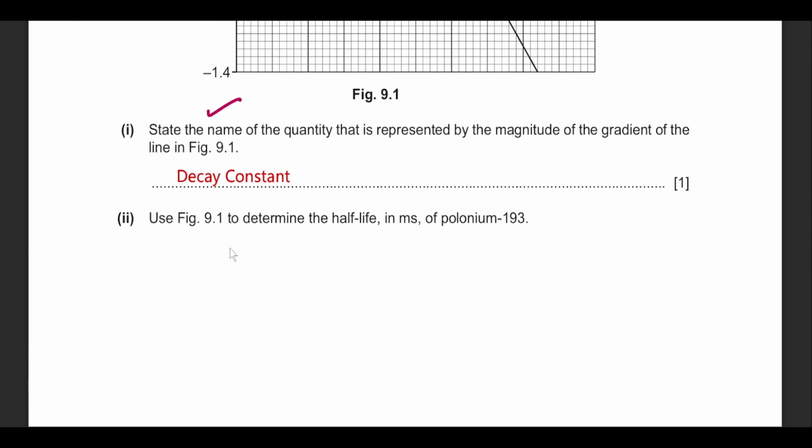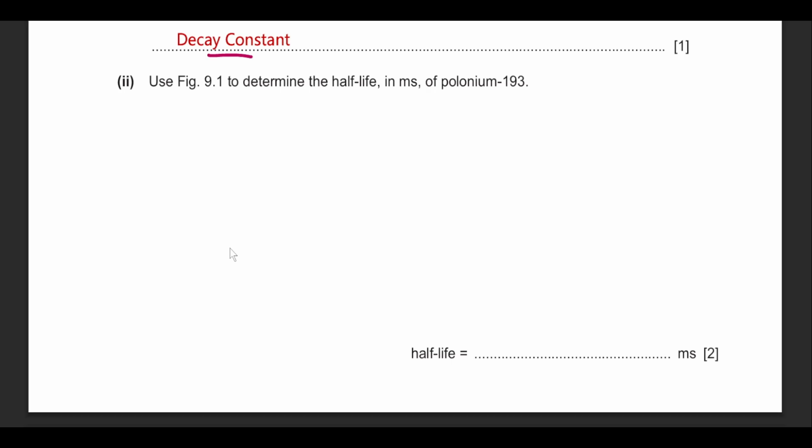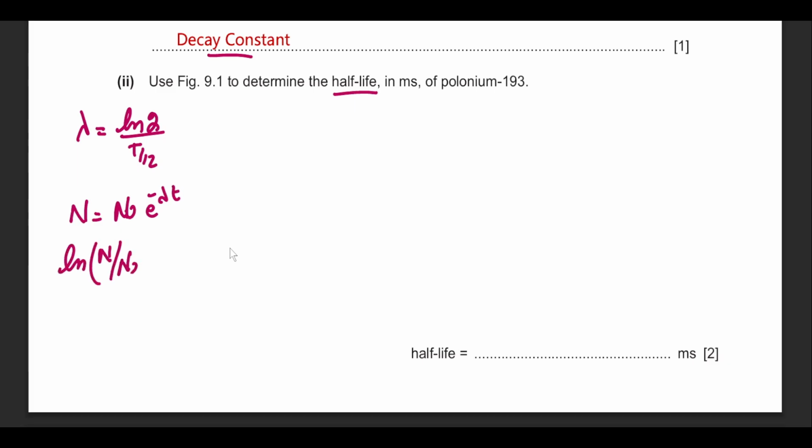He says state the name of the quantity represented by the magnitude of the gradient, that's the decay constant, and let's see why. He says determine the half-life using figure 9.1. Let's do that. So we have two formulas, which is lambda is equal to ln of 2 divided by half-life. The other formula that we got now is from N equals N naught e raised to the power minus lambda t. So ln of N divided by N naught gives me negative lambda t.